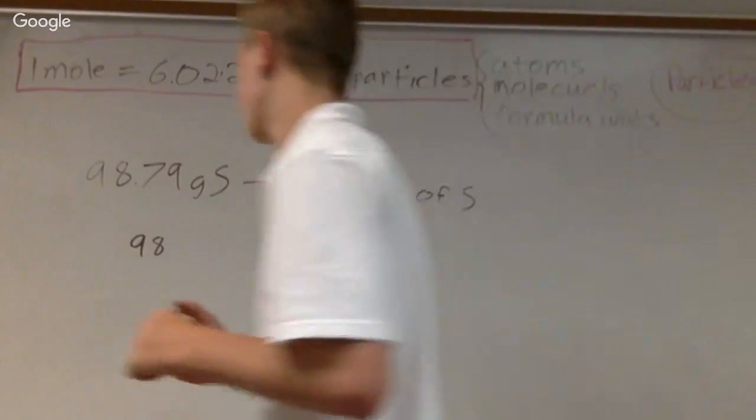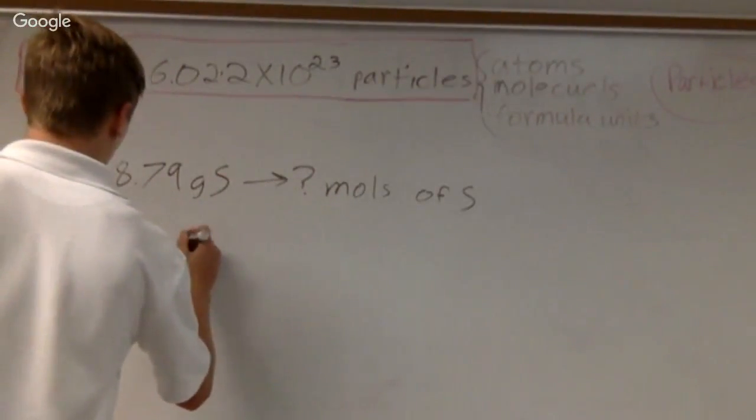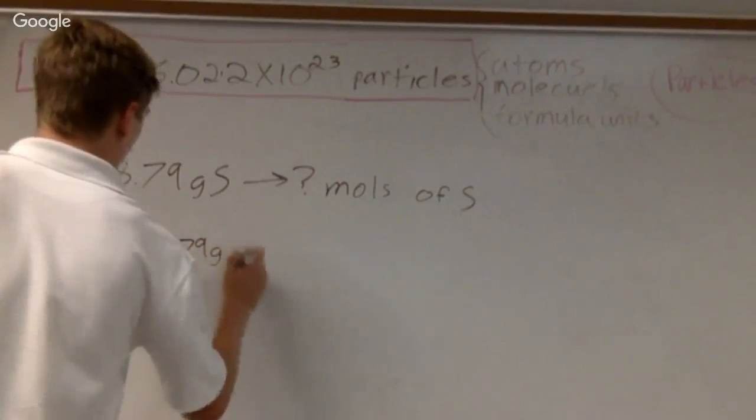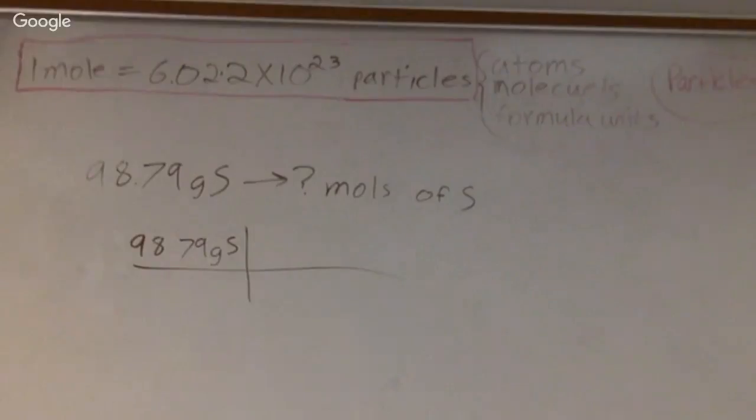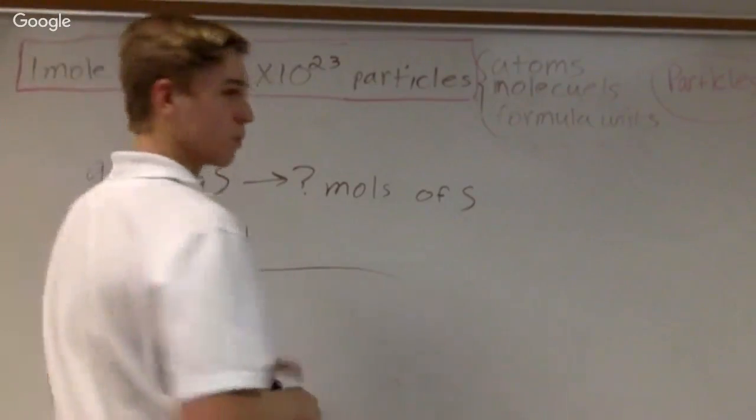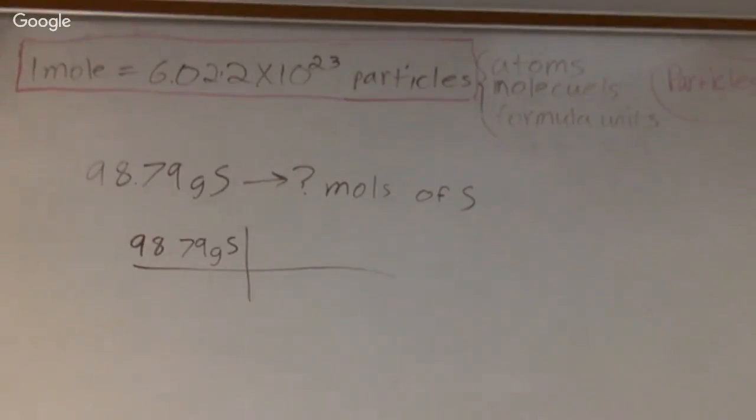So let's set up our problem, the 98.79 grams in the upper left-hand corner. Okay, now help me out. Don't we need the molar mass of sulfur? What's the number for the molar mass of sulfur? 32.06. Okay, now here's what's really important. What are the units for that? Grams per what? 1 mole. That's the conversion. Can you write that down?